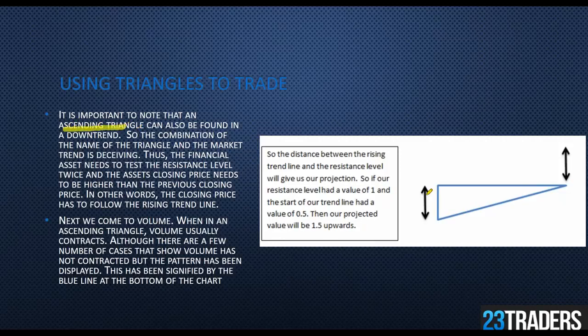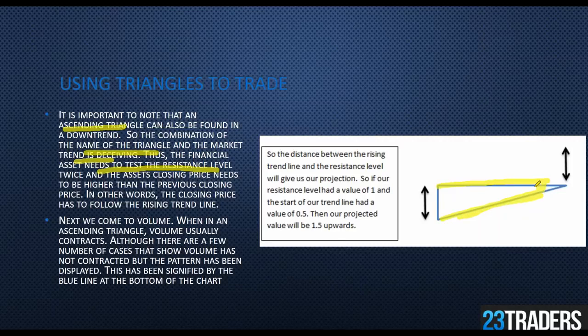Okay, in an ascending triangle, the trend is deceiving. The financial asset needs to test the resistance line. When price bounces up to this resistance line, it needs to bounce off of it at least twice. Okay. And the closing price needs to be higher than the previous close. So not only does it need to bounce up and test the resistance line, it needs to close higher in the next time frame than it did in the previous time frame. In other words, the closing price has to follow the rising trend.